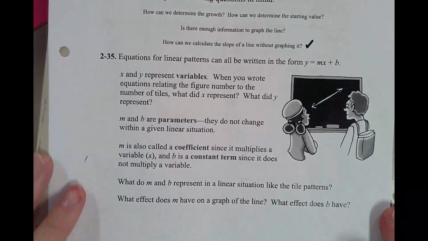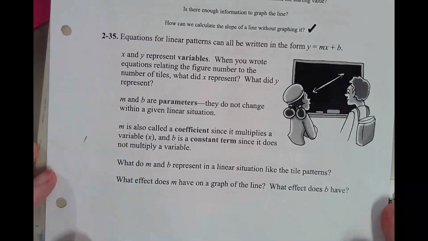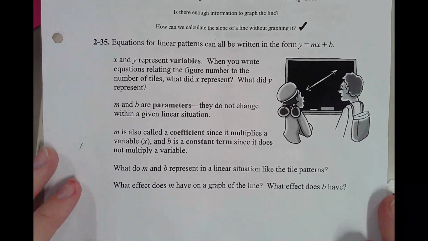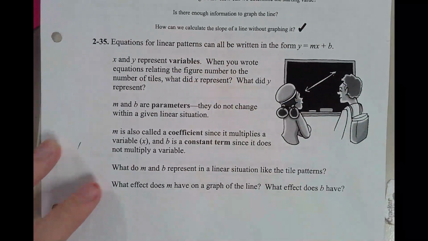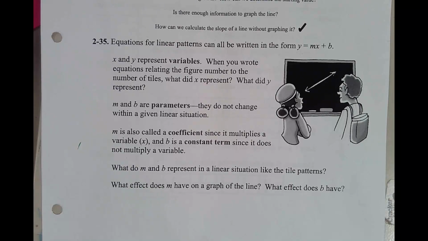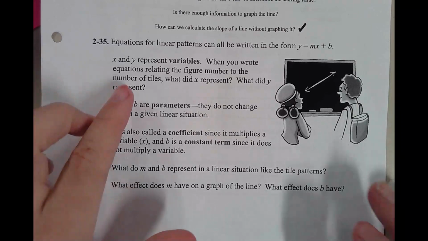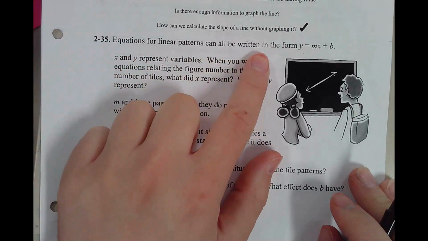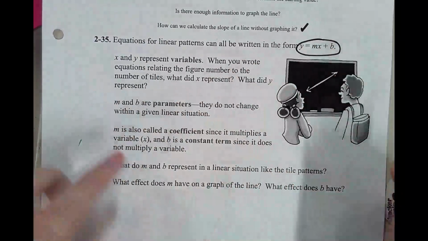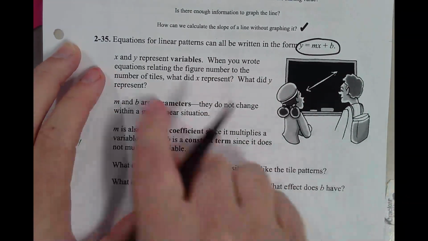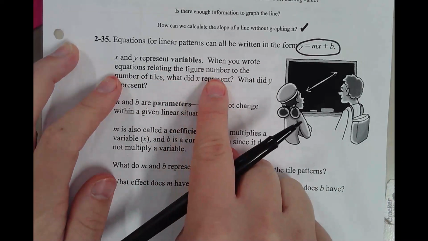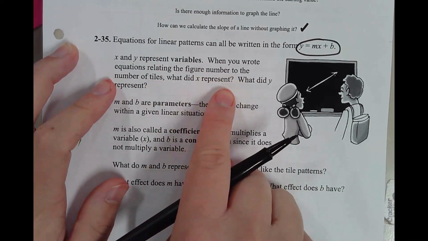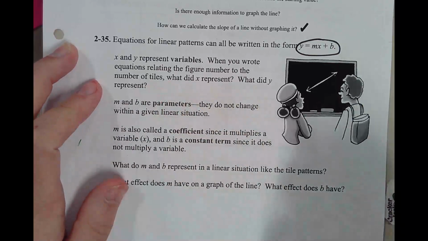So let's start off with problem 2-35. Take some time to read this with your group and then answer the questions. Then we'll check. Okay, so equations for linear patterns can all be written in the form y equals mx plus b. Let's check our work. It says x and y represents variables. When you wrote equations related to the figure number to the number of tiles, what did x represent? What did y represent?